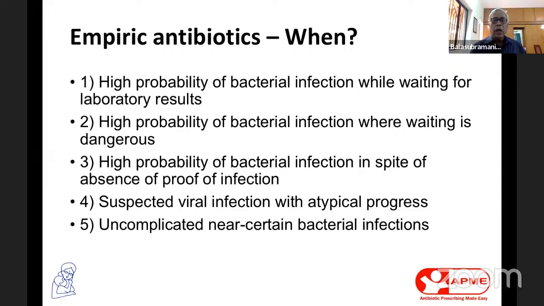5, uncomplicated near-certain bacterial infections. What do you mean by that? Otitis media, bulging drum. You don't do a myringotomy and ask for culture, straight away start. You have pyoderma with lymphadenitis. You don't do cultures, they are uncomplicated near-certain bacterial infections. But if you ask me, 95% of our antibiotic prescriptions in office are all empiric, coming under one of these 5 groups.